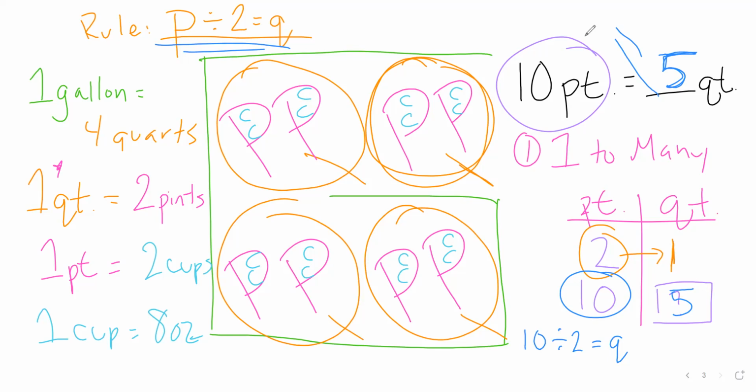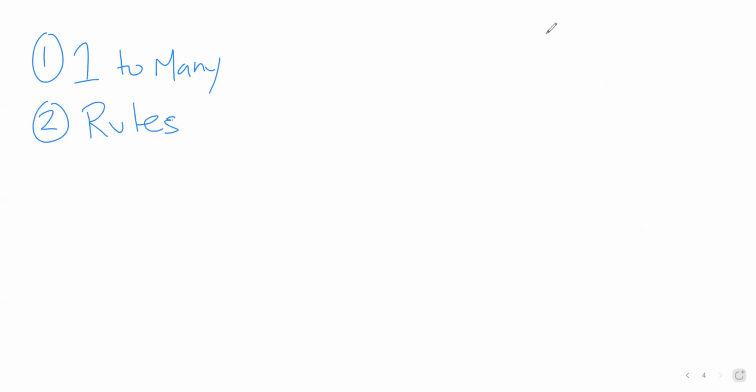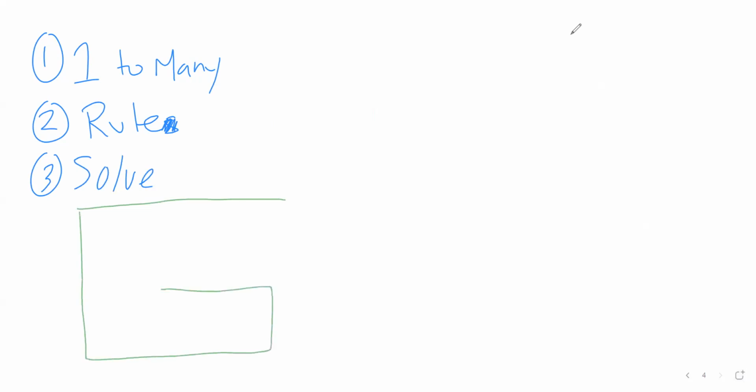All right, great. Another page full of craziness. Let's slow this down and do another one. So let's move on to the next part. Again, if you think about the steps: 1, find your one to many. 2, find the rule. And 3, solve. And definitely make your big G.